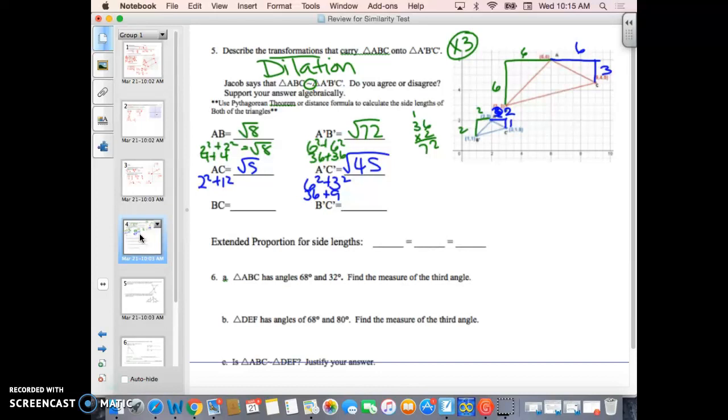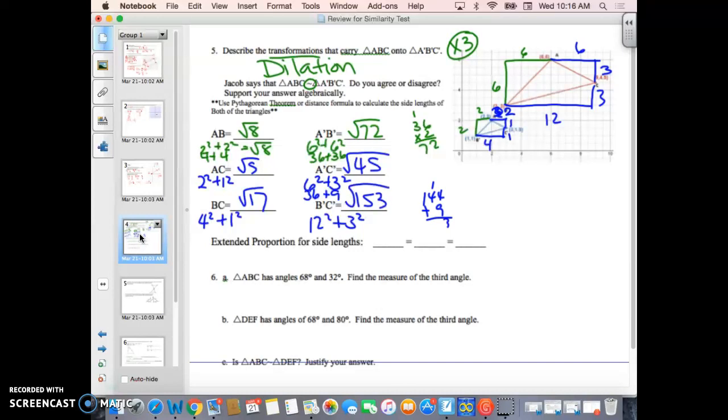From B to C, this is 4. This is 1, and this one's 12 and 3. So 4 squared plus 1 squared, that's 16 plus 1, that's 17. And 12 squared plus 3 squared, that's 144 plus 9. It's 153.